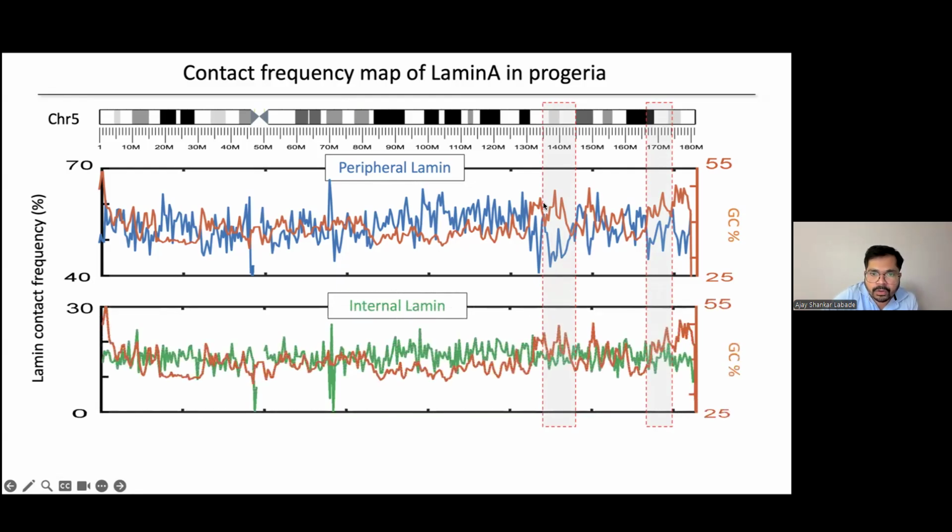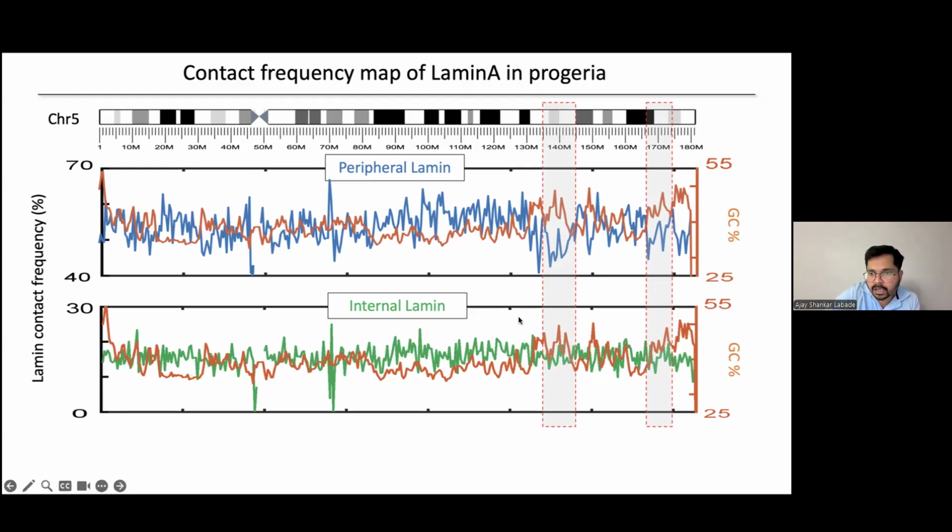But now, when we go and look at the internal lamin in the same cell for chromosome 5, what you can see is that this part of the chromosome is now touching internal lamin. Although it was active, it is still touching the lamin that is abnormally located. So we did this for every cell, and not just the GC content, but we found the ATAC score.